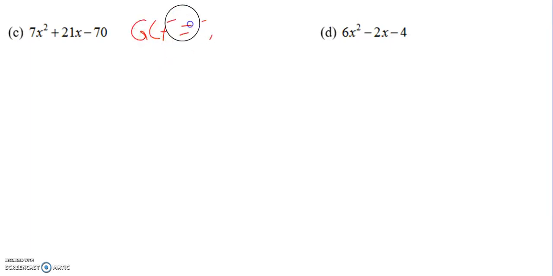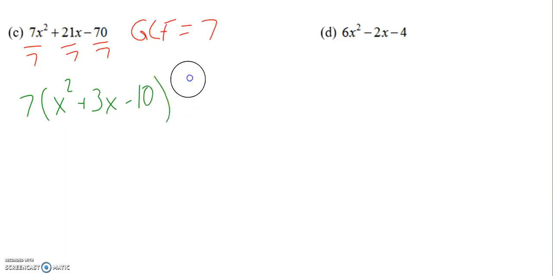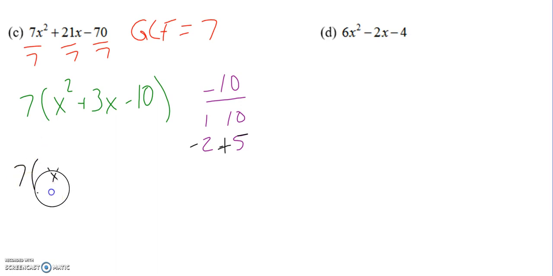All right, for C, did you get a GCF of 7? Divide everything by 7. Do your GCF work here. Now I have to factor this, so I'm looking for factors of 10 that subtract to get to the 3. So be careful with your signs. I want to get a positive 3, so I'd do negative 2 plus 5. There we go. And now I could keep factoring.